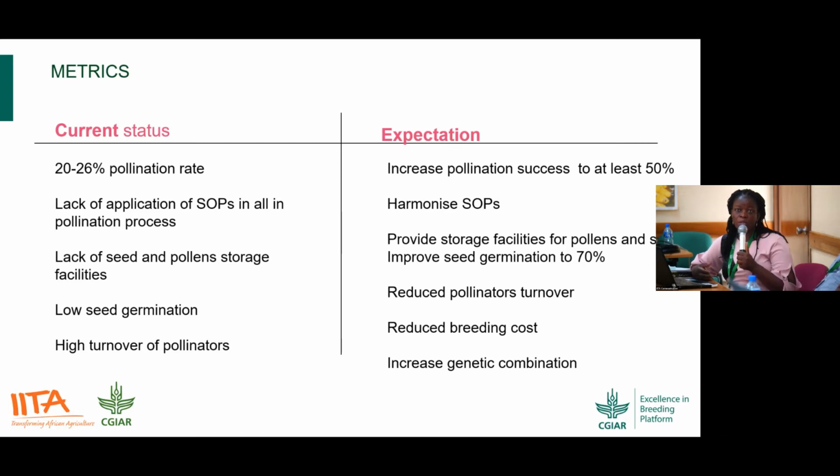Then we want to see the facilities that we can use to store pollen. And then we want to improve the seed germination. We wish to reduce the pollinators turnover, then reduce the breeding cost, and finally increase our genetic recombination.